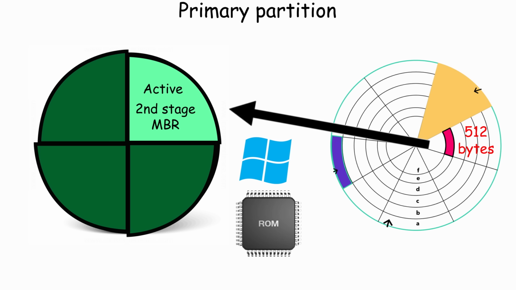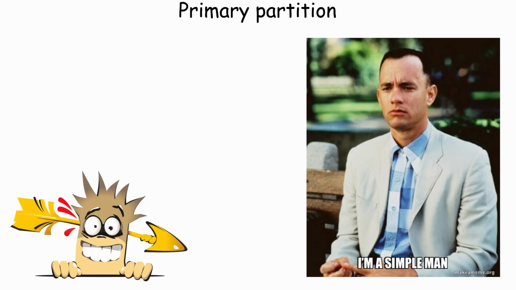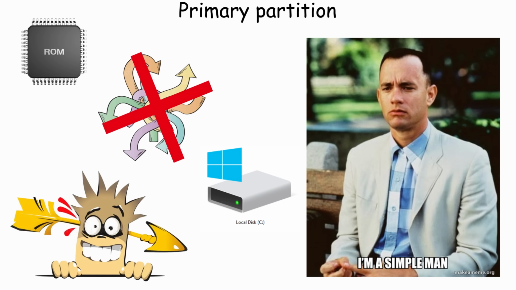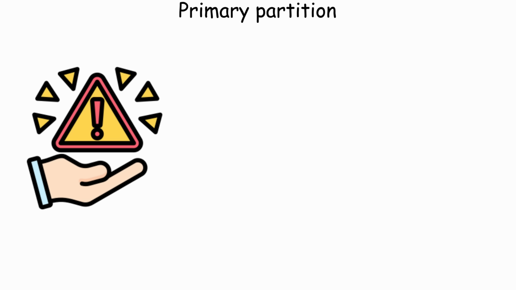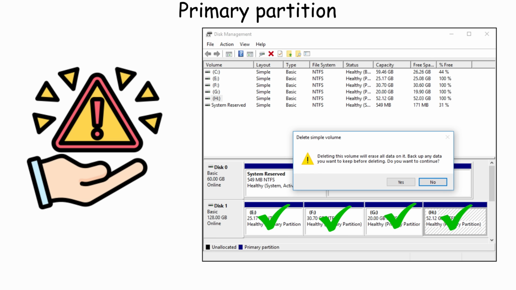This is the partition that contains the second stage of MBR bootloader, which the system uses to start the operating system. Primary partitions are simple and direct. The system can access them easily without any additional structure. However, the limitation is the number. Since MBR only allows 4 primary partitions, this restricts how the disk can be divided.